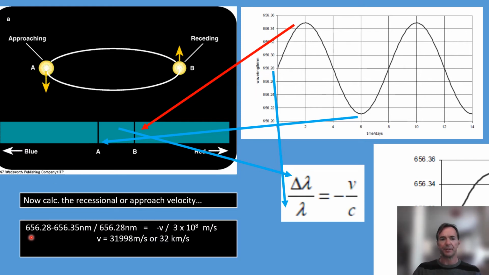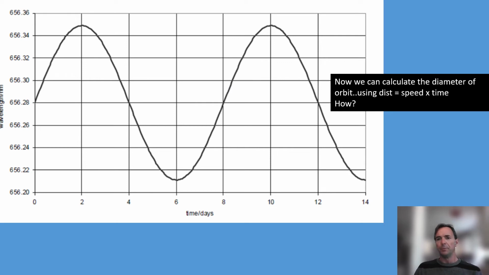So the difference is 565.28 minus this one, and then that's the unredshifted one, and that gives you a recessional velocity of about 32 kilometers per second. Getting the idea that that's about the right number, 32,000 meters per second, which is pretty quick, which is what you expect from planets that are doing little wobbles in there. Typical, right? So now we can use this to calculate the diameter of the orbit.